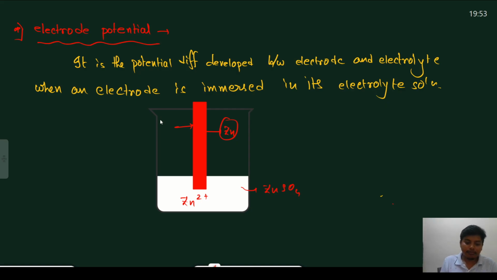Understood this thing? Yes or no? Similarly, between Cu2+ and copper, some electrode potential will be there. Yes or no? Now, there are two types of electrode potential. You need to understand. One is called oxidation potential.